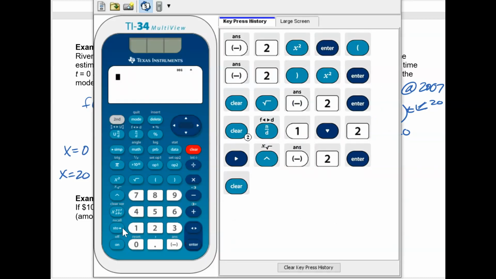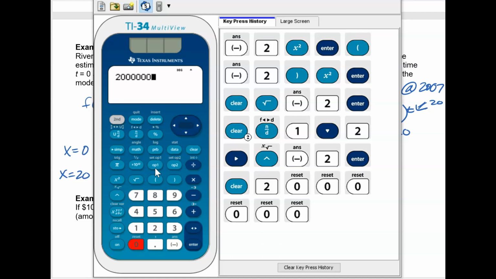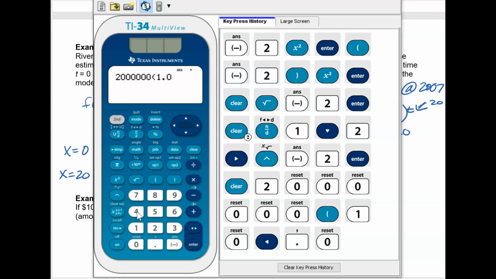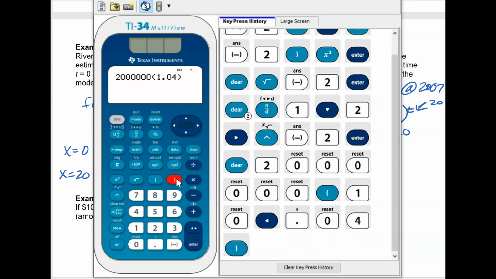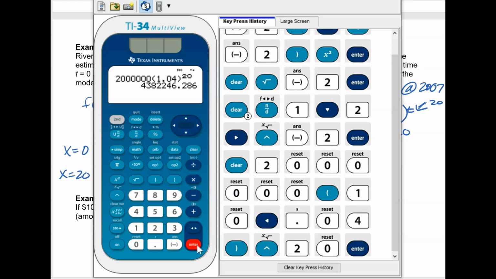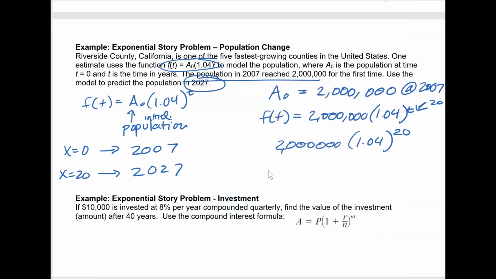So we're going to do 2 million. So we got 6 zeros, parentheses, 1 point, whoops, missed that decimal there, 0.04. And then we're going to do exponent key, and then we've got the 20. And then there's your answer. So I'm just going to write down on my notes. So it looks like we've got 4,382,246 people.